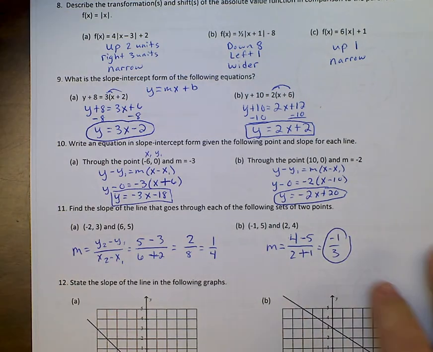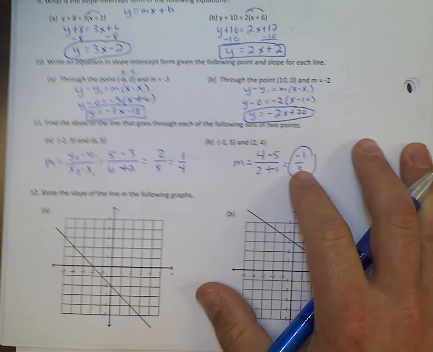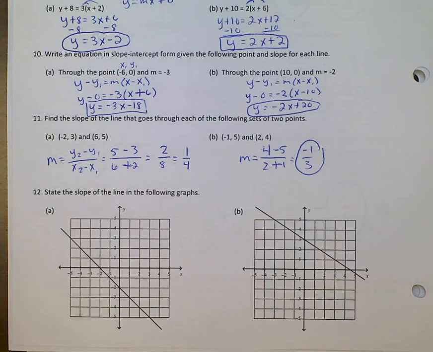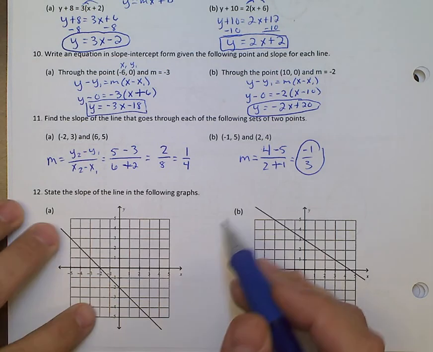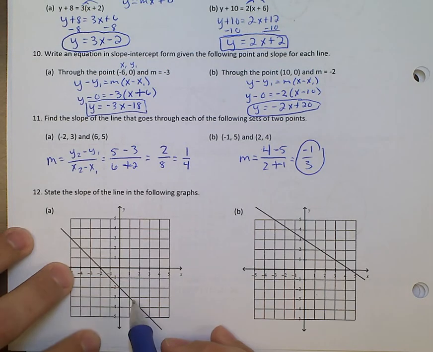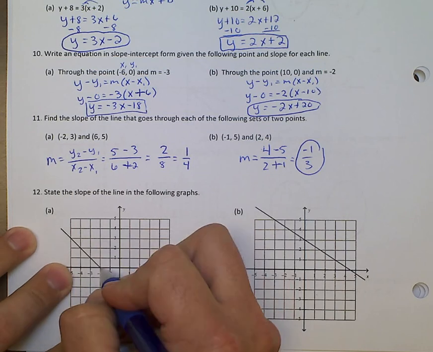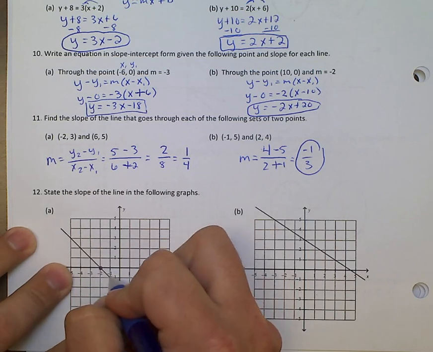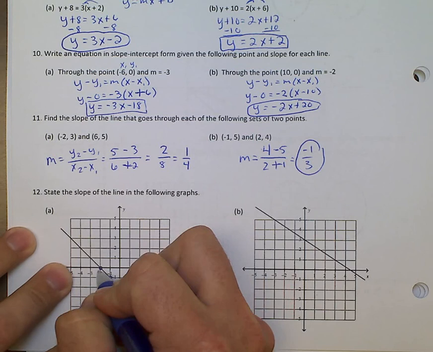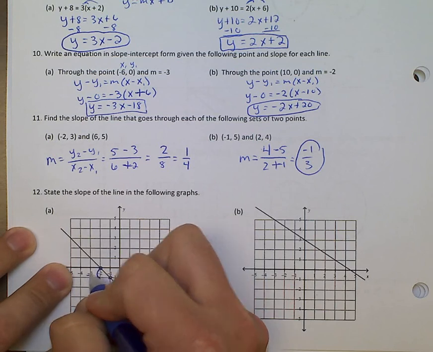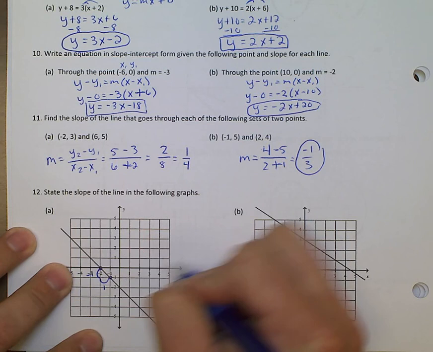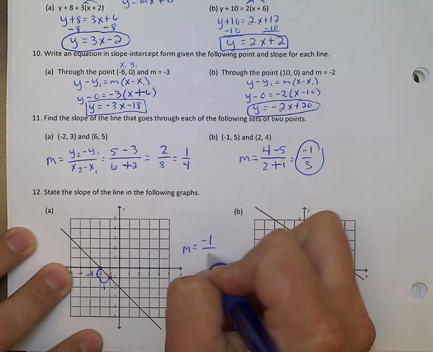Okay, for 12, it says state the slope of the line in the following graphs. So for these, I want to look for really nice points. Okay, most of these on this graph happen to be nice points, so I can pick just about any point I want, and then I'm going to count rise, negative 1 over 1. So the slope equals negative 1 over 1, which equals negative 1.